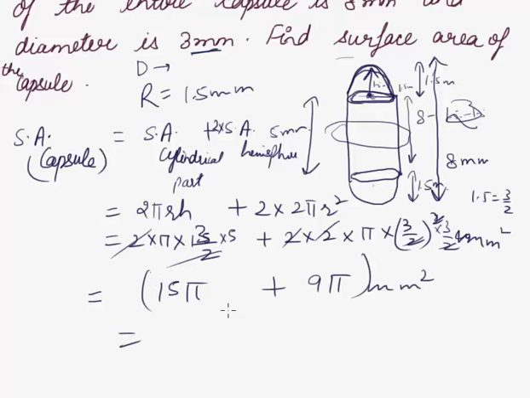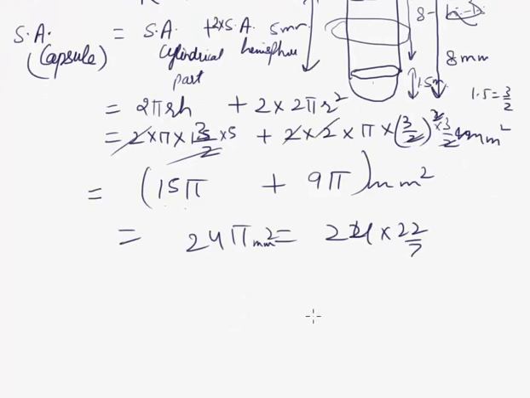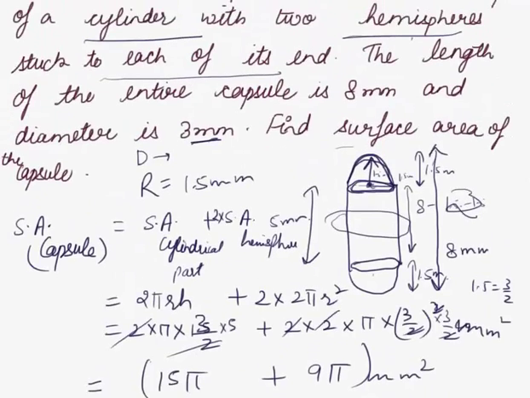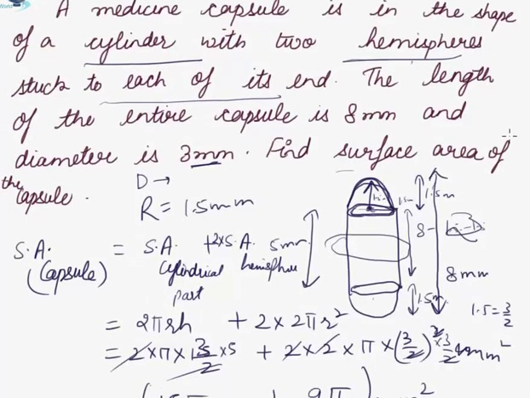So all in all, the complete area is 24 pi mm square, that is 24 into 22 by 7, or on calculation it will be 75.43 mm square. So this is the required surface area of the medicine capsule.